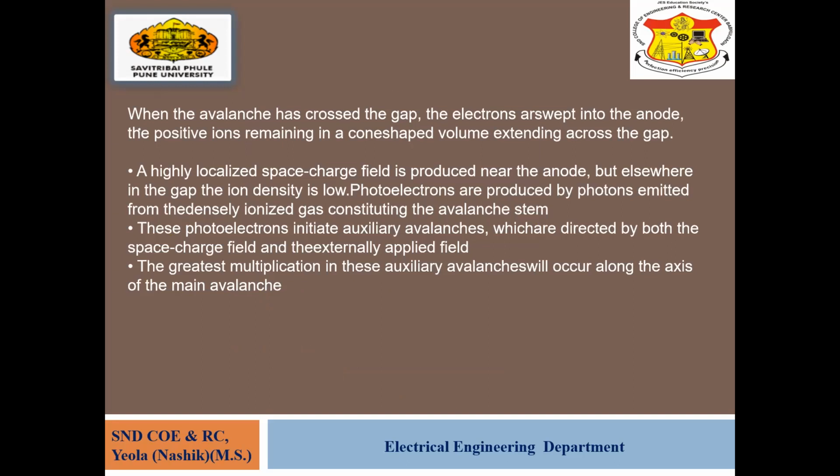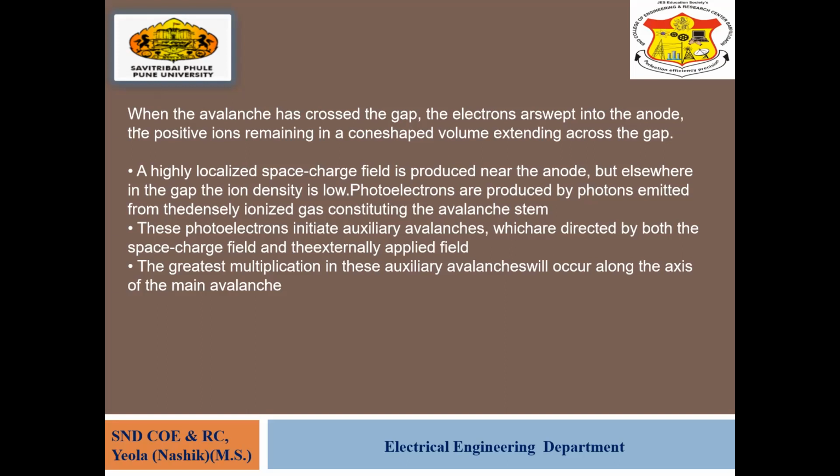See here, when the avalanche has crossed the gap, the electrons are swept into the anode, as I have told you. See, electrons are attached to the anode. What is remaining? The positive ions remain in a constant volume extending across the gap. It means these positive ions that remain are going to bridge the gap. And due to this, breakdown occurs, and this breakdown is due to streamer theory.